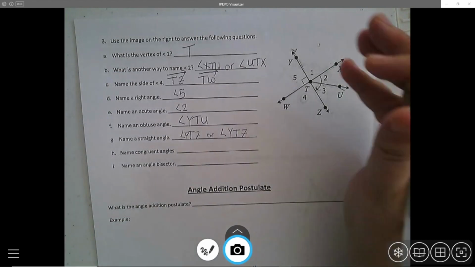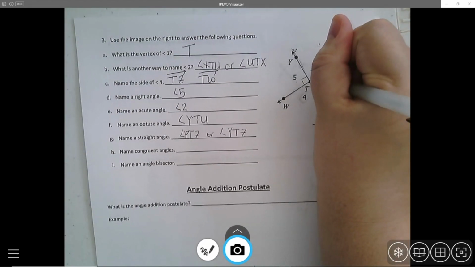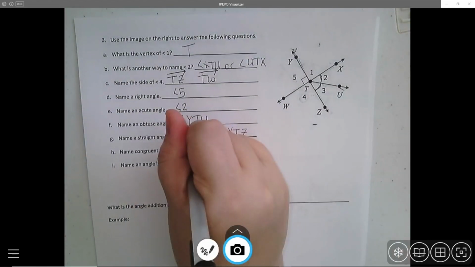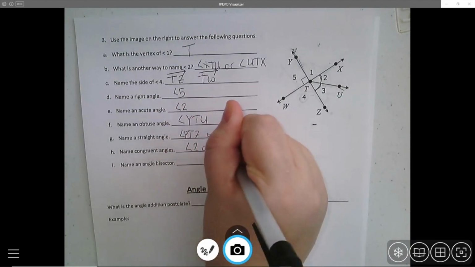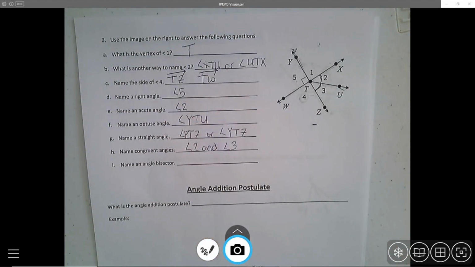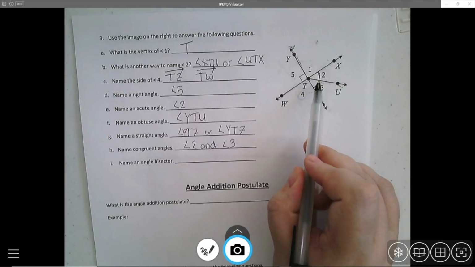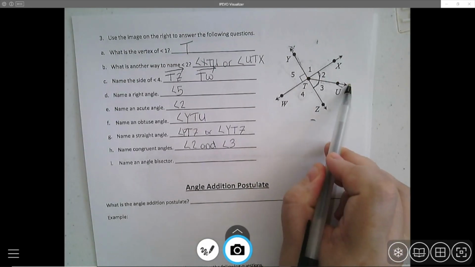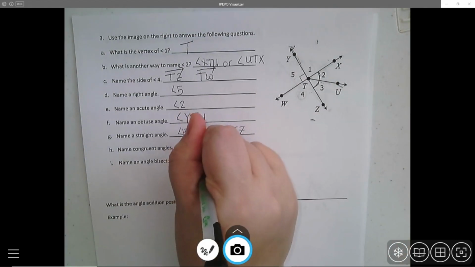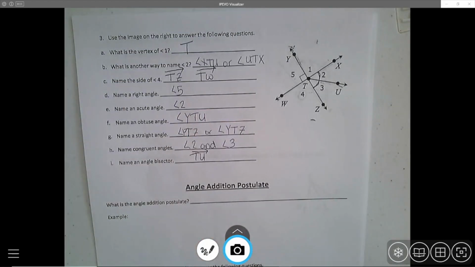Name congruent angles. These angles with these arcs here, angle 2 and angle 3, are congruent because they have those arcs. And now, name an angle bisector. The angle bisector in this case is going to be the ray that is in between the congruent angles. So this is TU. Okay, this example right here at number 3 is probably the most difficult. Whatever questions you have, please ask. This is as hard as the pictures and the problems get for naming and dealing with angles.